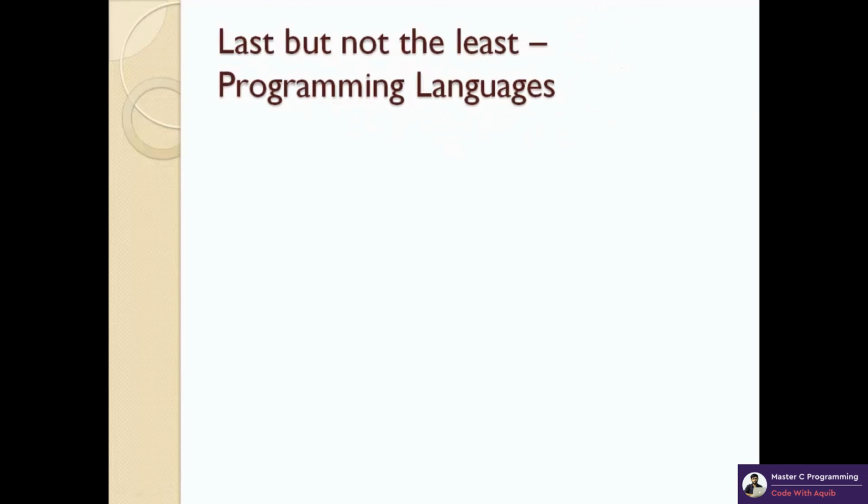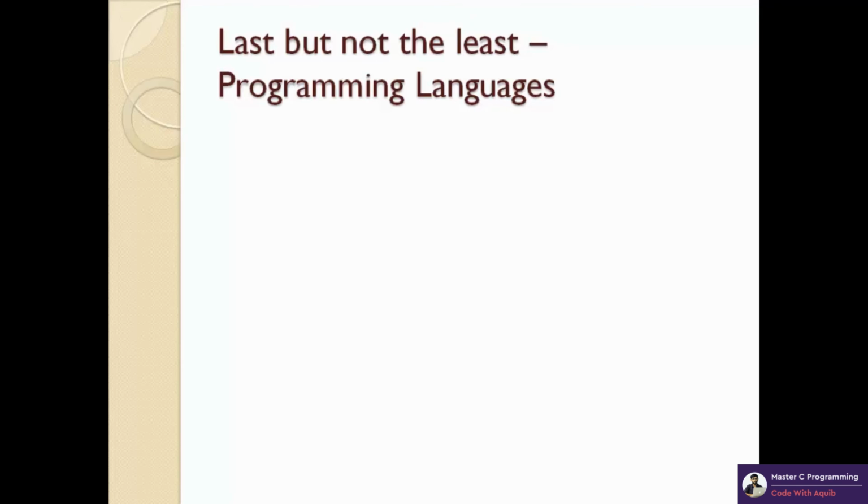Now let's talk about the second essential thing, which is programming languages. What is a programming language? A programming language is basically the way in which we interact with the computer, right? It is how we give instructions to the computer for getting our job done. Just like you and me are talking in English at the moment, similarly we need something to talk with the computer, right? And that is where programming languages come in handy.